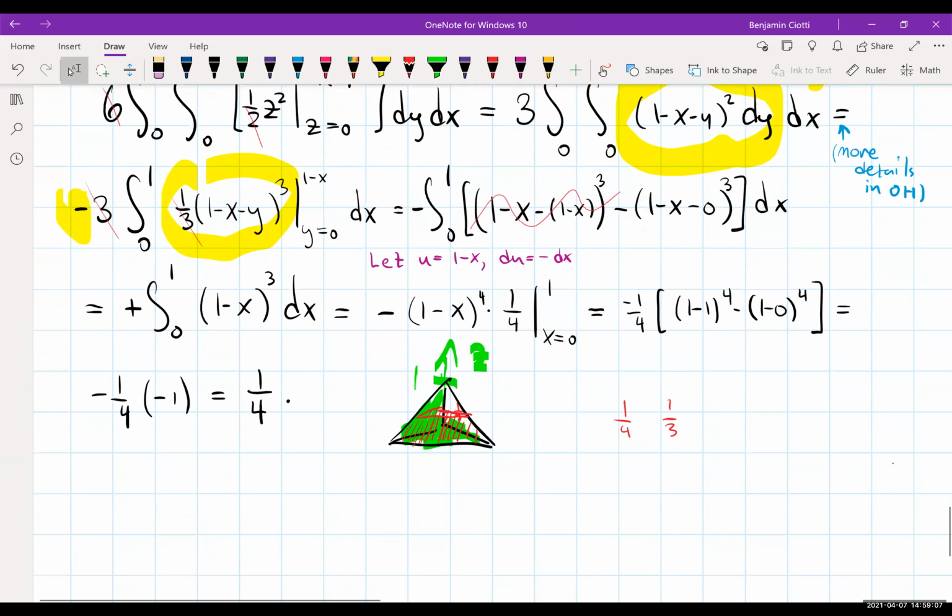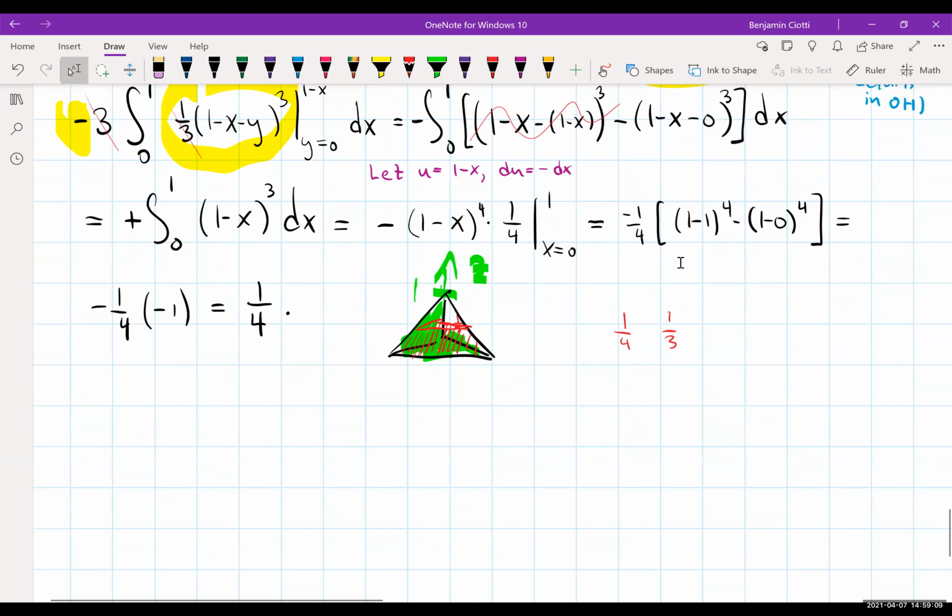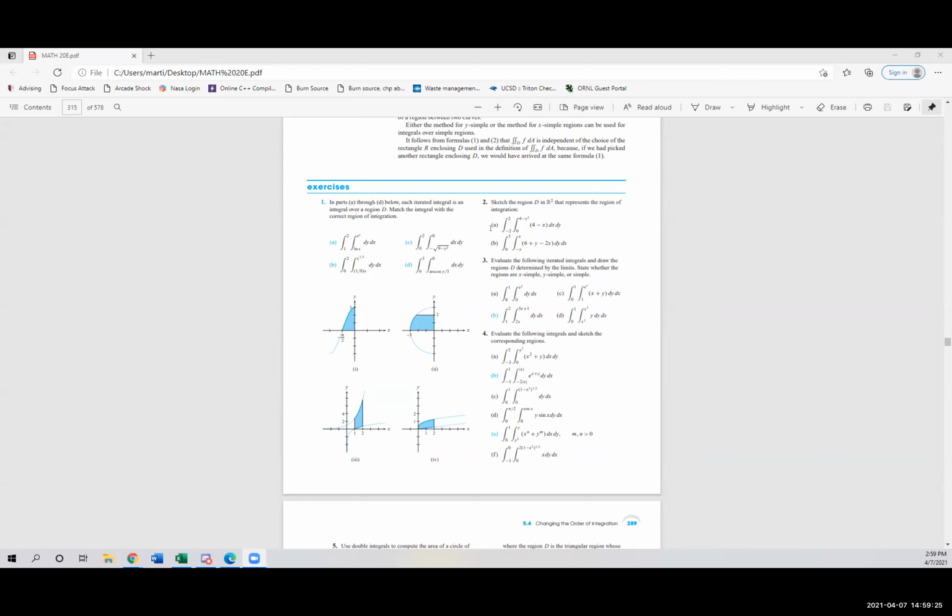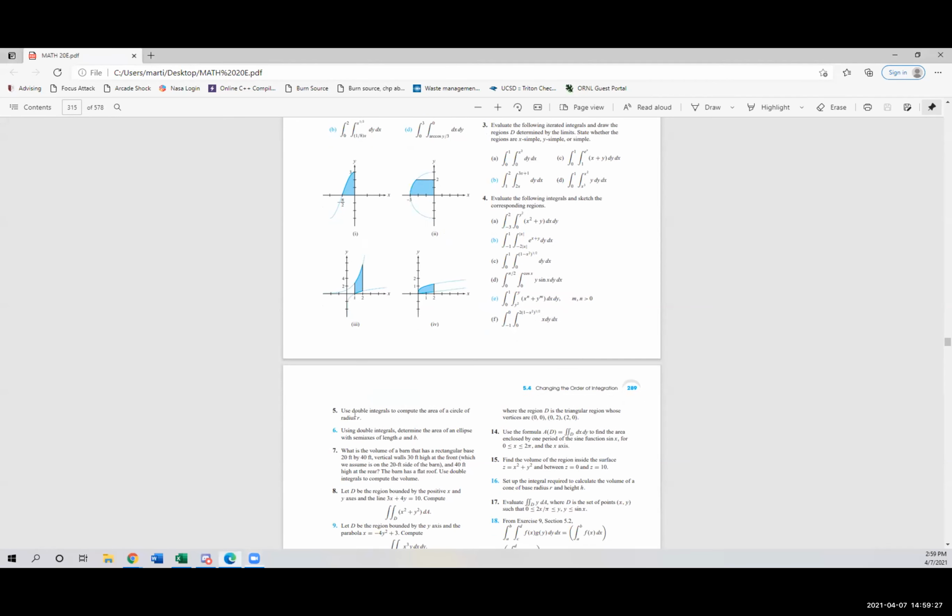My question was from the homework number 5 from 5.3. You have it on the screen? Yeah, I can share screen. All right. Let's see. So you can see the homework. This is 5.3. Use double integrals to compute the area of a circle of radius r.